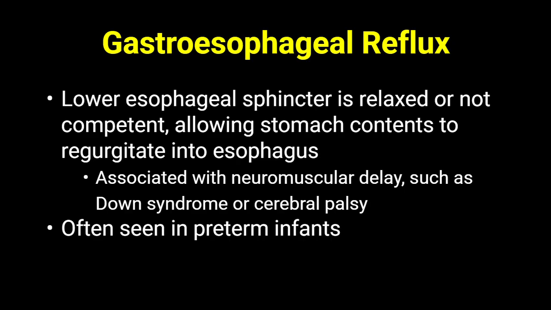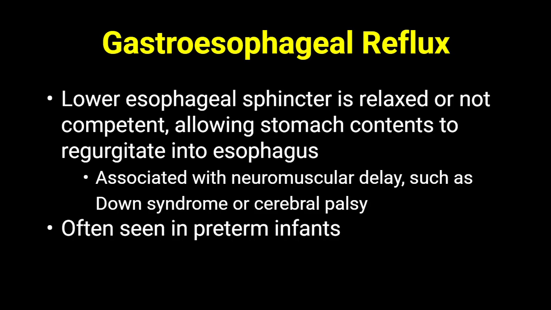Gastroesophageal reflux, GER, occurs when the lower esophageal sphincter, LES, is immature or does not close properly, allowing stomach contents to flow back into the esophagus. This is very common in infants, especially preterm infants, because the LES has not fully matured. GER is also more common in children with neuromuscular disorders, such as Down syndrome or cerebral palsy, due to decreased muscle tone and delayed gastric emptying.